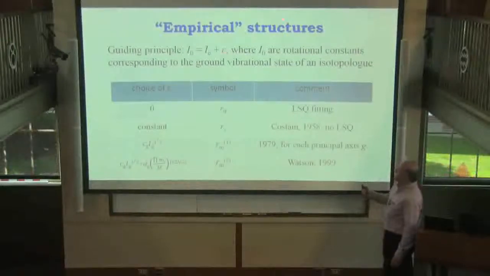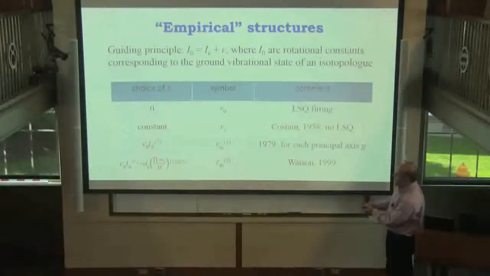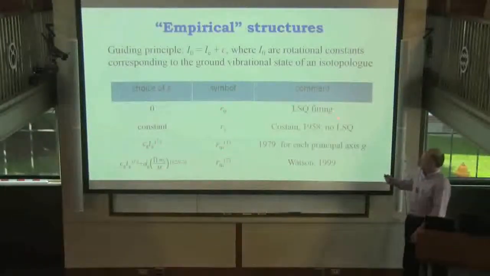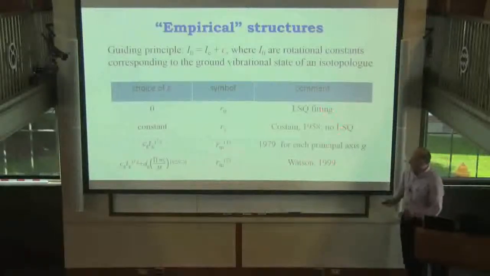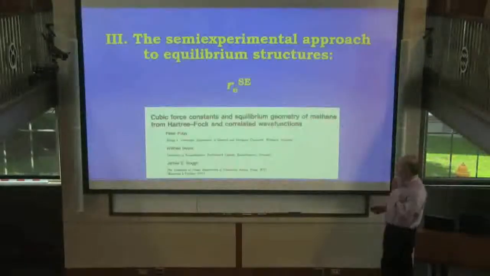So all these empirical structures are based on the fact that the equilibrium inertia is different from the zeroth order, the lowest vibrational state, by a quantity called epsilon. And this epsilon can be taken zero, constant, or you can have a complicated dependence. And depending on how you treat that, you get all these different structural parameters. Okay, and then you can do a least squares fit, or you use non-least squares fit. And there are famous people working on this problem and coming up with these structures.